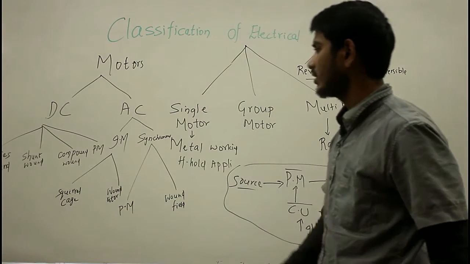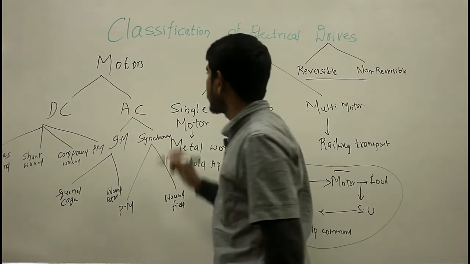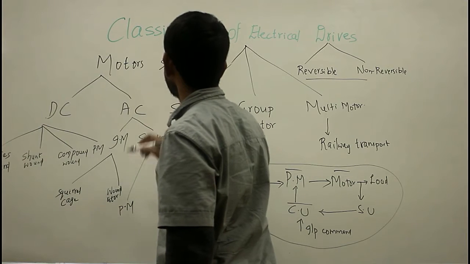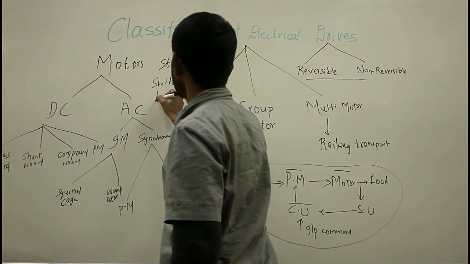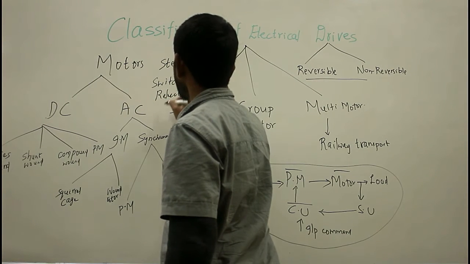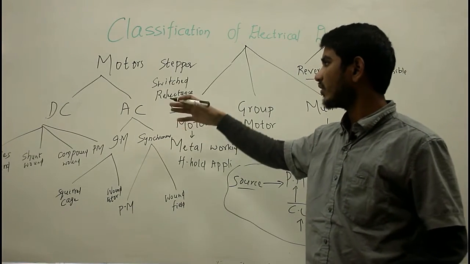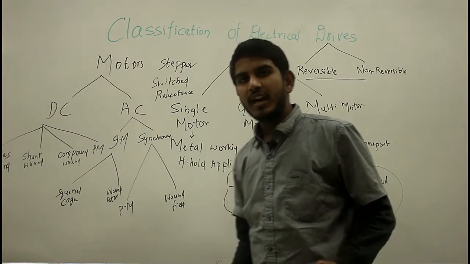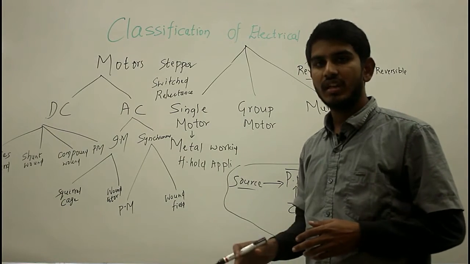Apart from all these motors, we are also going to the stepper motors and switched reluctance motor. Now that means here we can see there are various types of motors available in our electric system, and each motor is having its own specifications, and they are all used according to their specifications and uses.